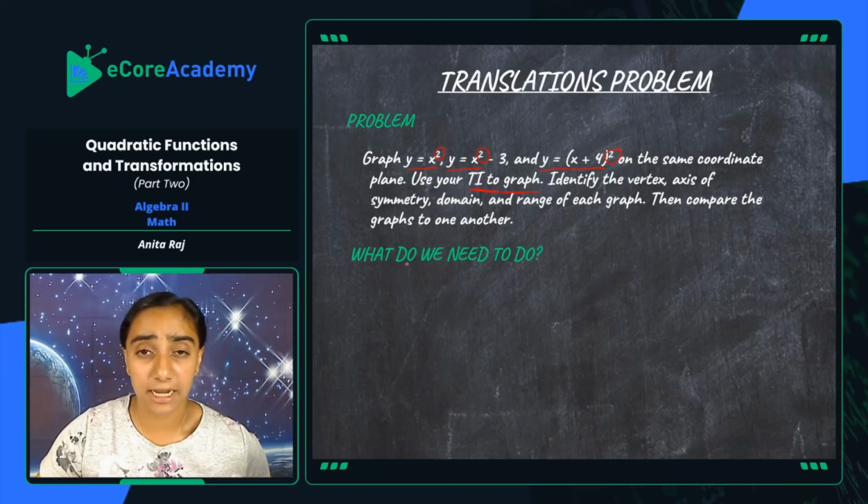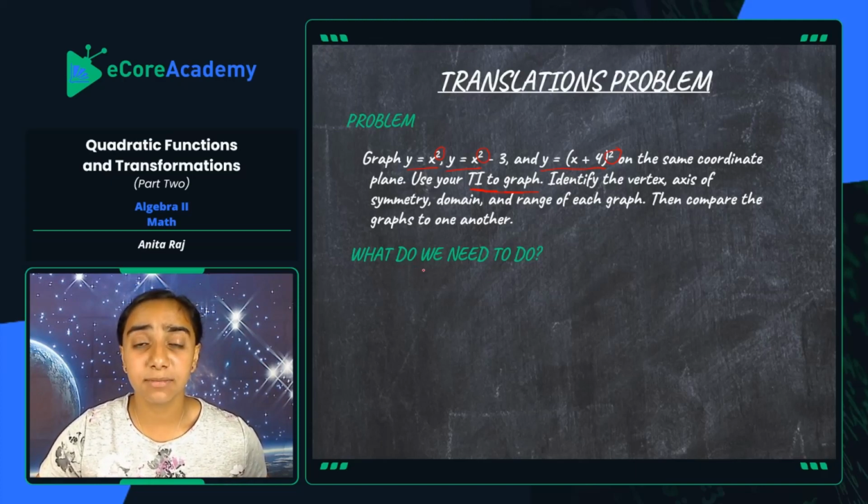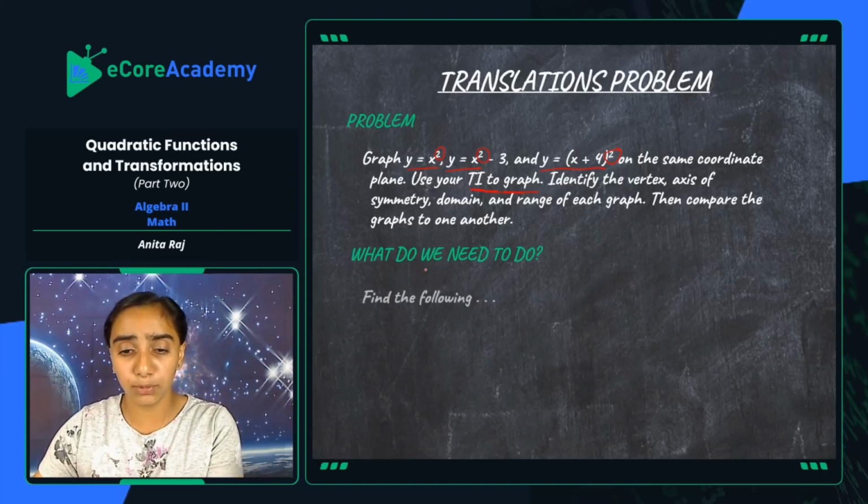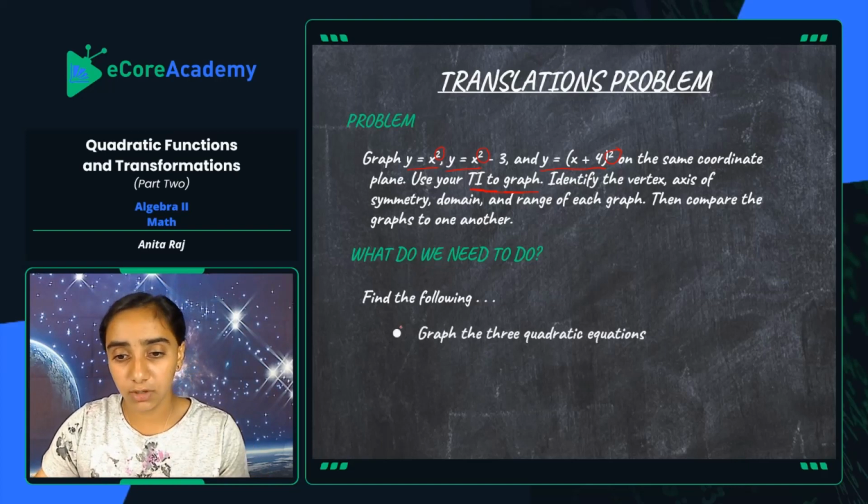Whenever you're approaching any kind of math problem, especially if it's a longer math problem, you always want to ask yourself, what do I need to do? What is this math problem asking me to solve? So this is what I've broken it down into. You need to find the following. You need to graph the 3 quadratic equations. So grab a coordinate plane.